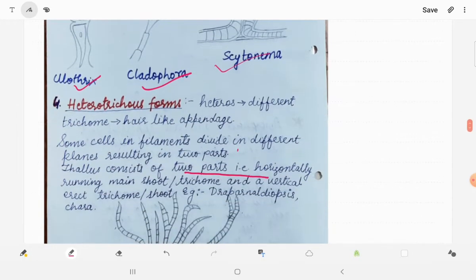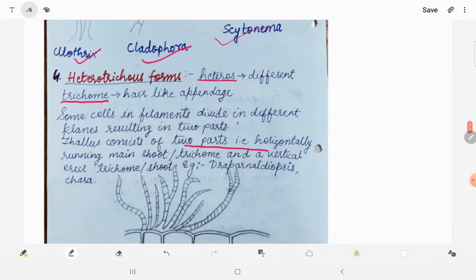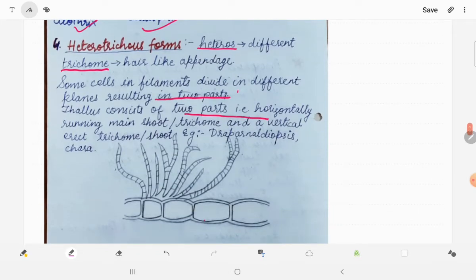Fourth type of filamentous algae are heterotrichous forms. Hetero meaning different and trichome meaning hair-like appendage. Some cells in filaments divide in different planes resulting in two different parts. Thallus consists of two parts, that is horizontally running main shoot or trichome and a vertical erect trichome or shoot. You can see that horizontally also this plant is growing and the vertical growth is also seen. So they divide in both the planes. Example is Draparnaldiopsis and Chara.